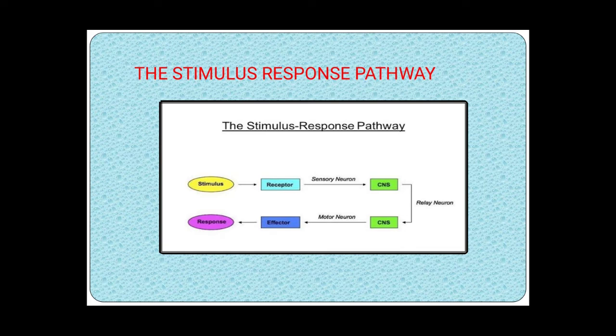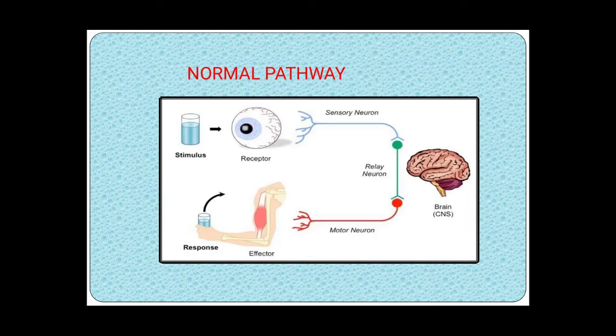Now we can see one example. In this example, the stimulus is a glass of water which is accepted by the receptor in the eyes. It is sent through the sensory neuron to the brain. The brain decides the response for this and the motor neuron carries this response to the effector and we drink the water. That is the response.